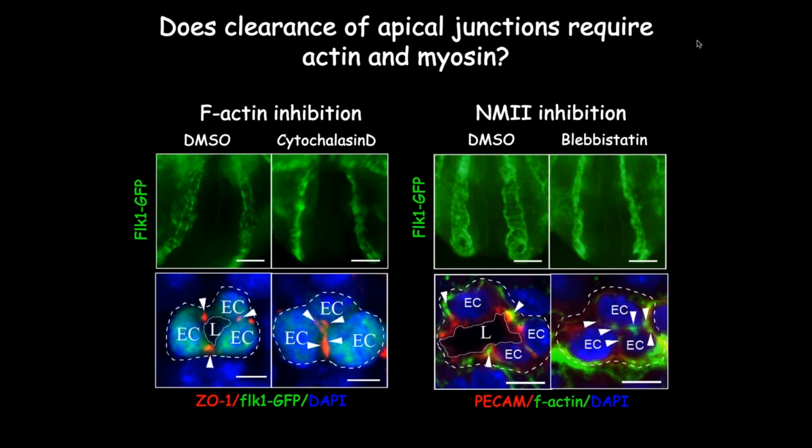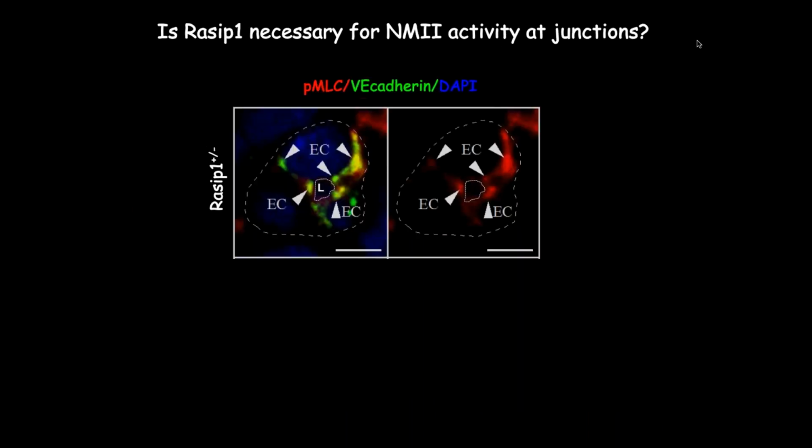And then here I'm showing you another experiment where we use blebbistatin, which is an inhibitor of non-muscle myosin. And you can see that that also blocks the movement of these adhesion points away from the apical lumen. So these two experiments essentially said, yes, it looks like actomyosin machinery is important. So we became further interested, what's going on with non-muscle myosin? Where does it play its role? Is it downstream of RAS-IP1, as we would suspect?